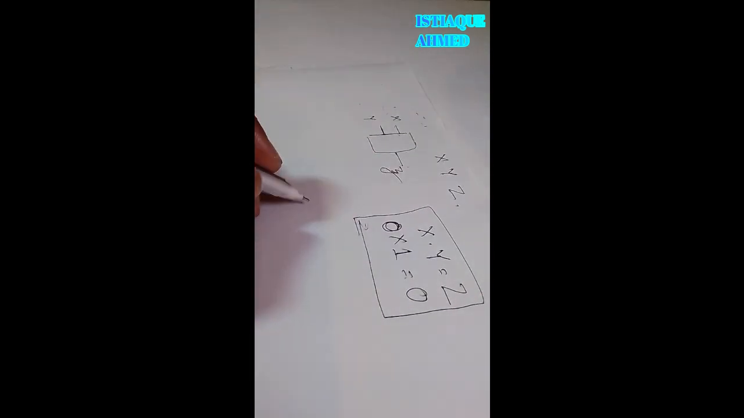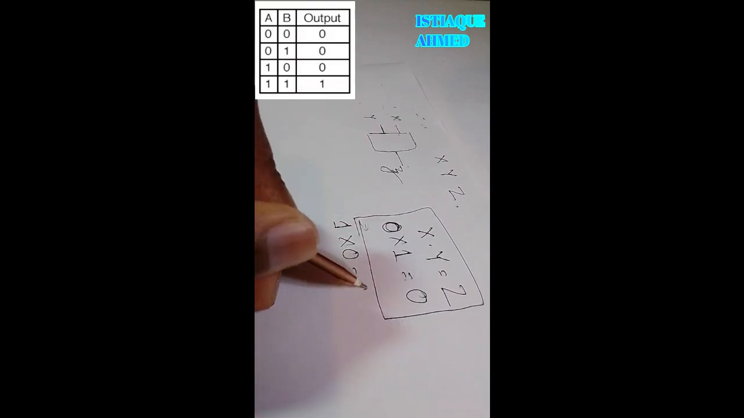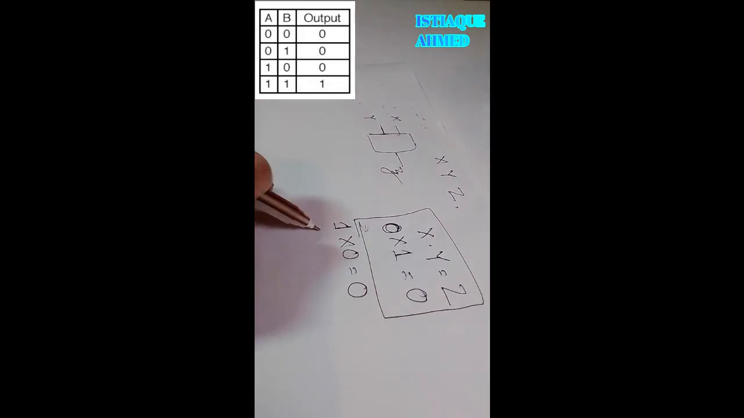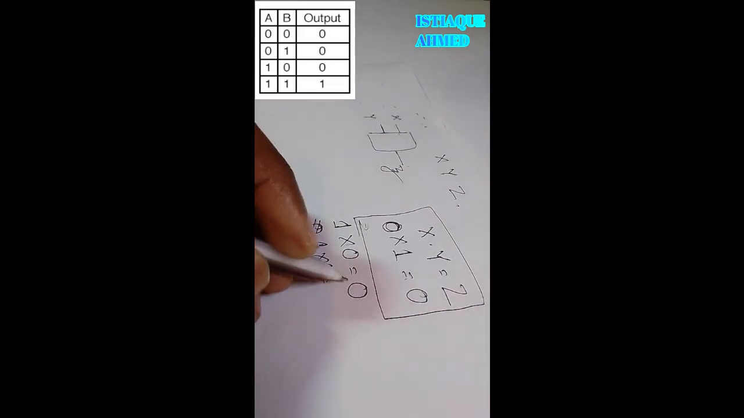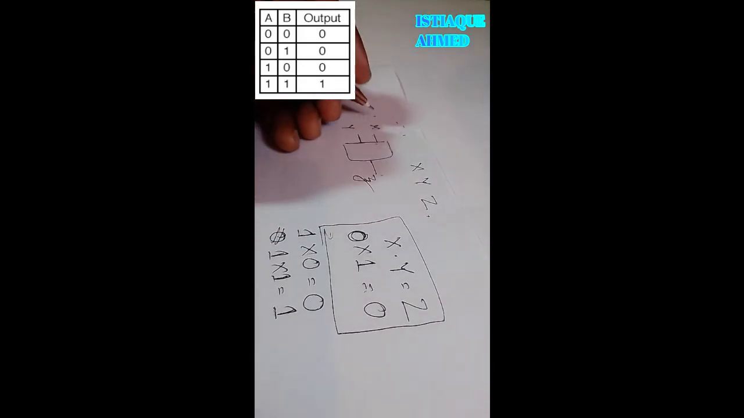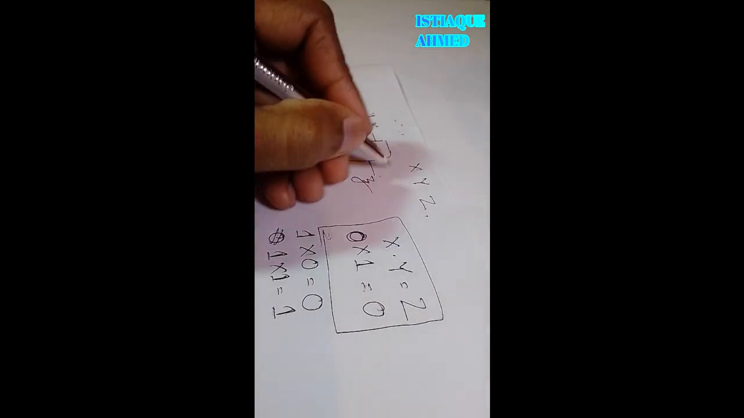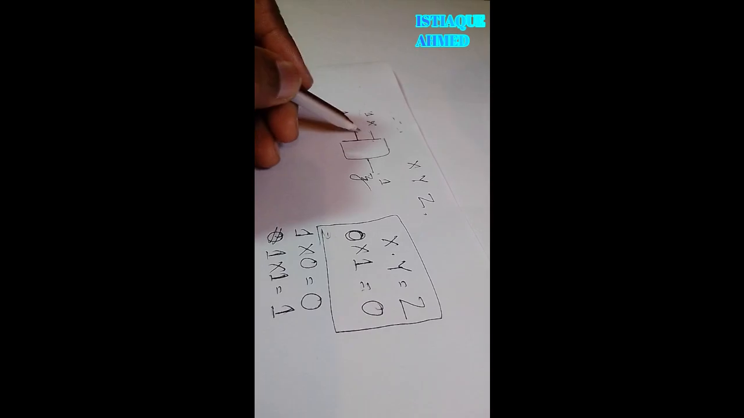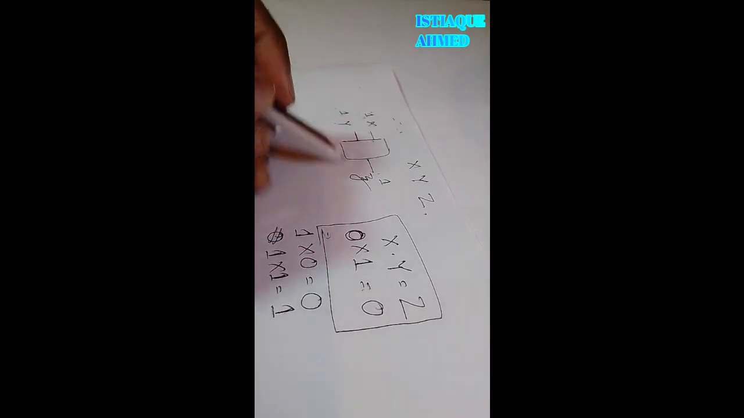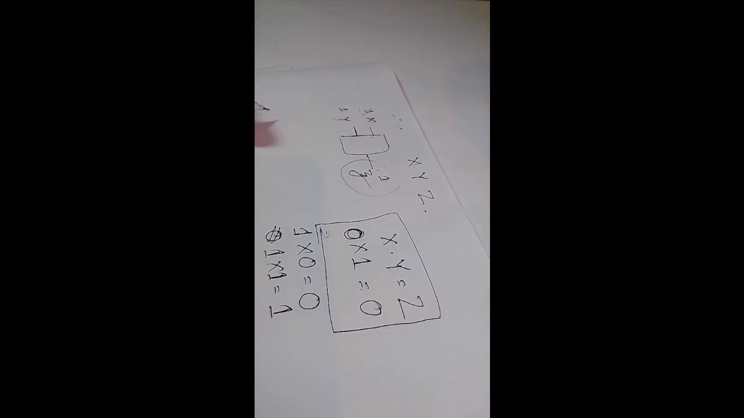If we put 1 with 0, we also get 0, but if we put 1 and 1, the output comes 1. So if we put 1 and 1 here, we should get 1, and if any of them is 0, then the output will be 0, and this is the AND gate.